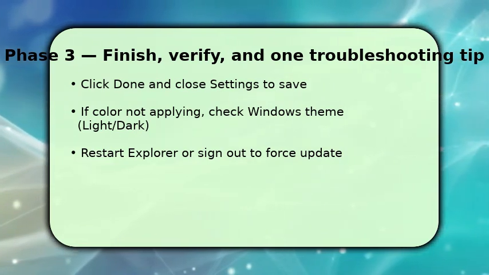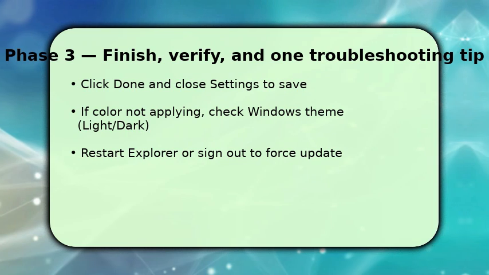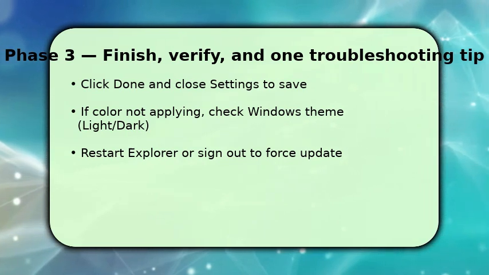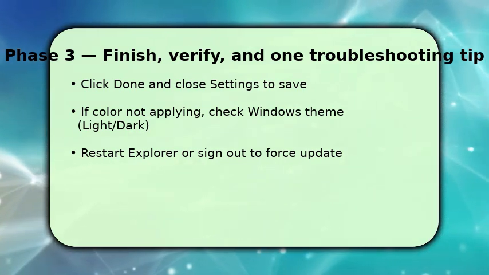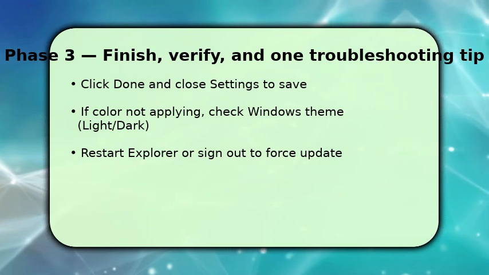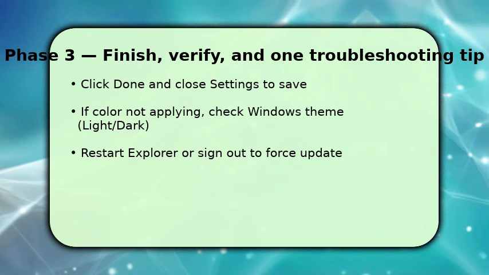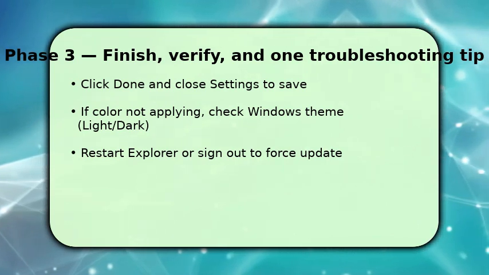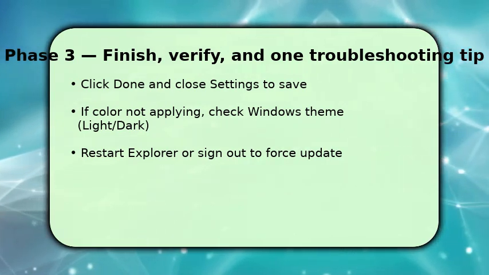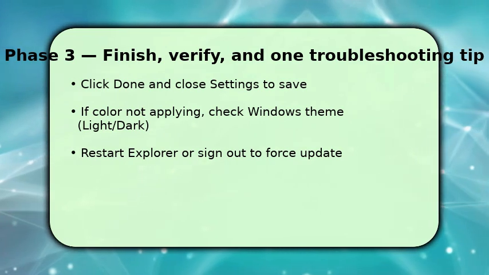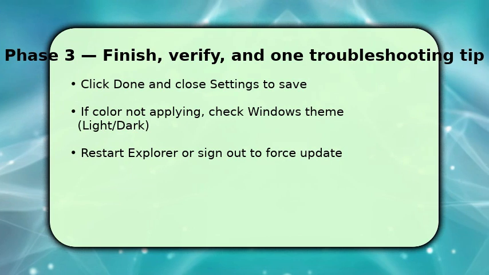If the color does not appear, make sure your overall Windows theme isn't overriding colors. Switch between light, dark, or custom and reapply the accent. If it still fails, restart Explorer from Task Manager or sign out and sign back in to force an update. If problems persist, check for third-party theming apps and disable them because they often block Windows color changes.